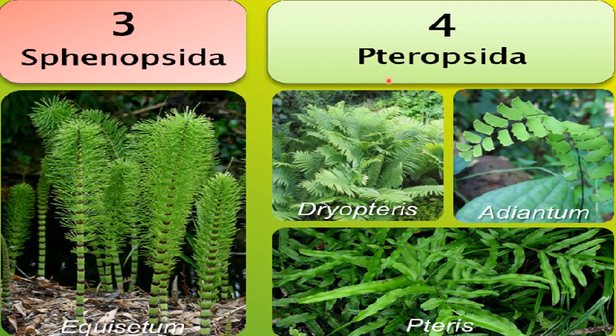Then the next class is Pteropsida. In the Pteropsida, the examples are Dryopteris and Pteris. This is very easy, I think, to learn. Pteris and Dryopteris, both are similar. Pteris and Dryopteris are examples of pteridophytes under the Pteropsida. One more example is given here, that is Adiantum.